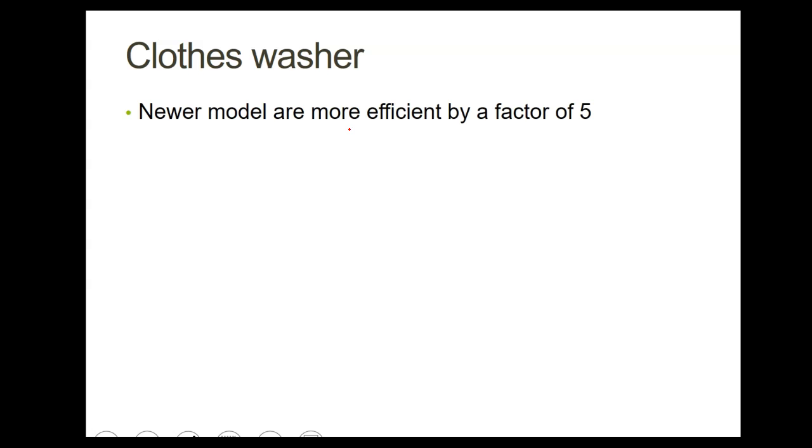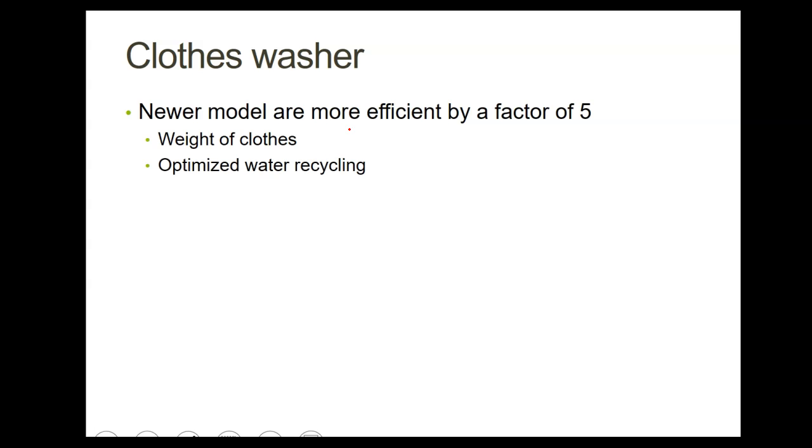For clothes washers, newer models are more efficient by a factor of 5. Some of them actually weigh the clothes and modulate the hot water and the amount of water based on the amount of clothes. So the new washers are kind of smart and they will give you the right amount of energy.